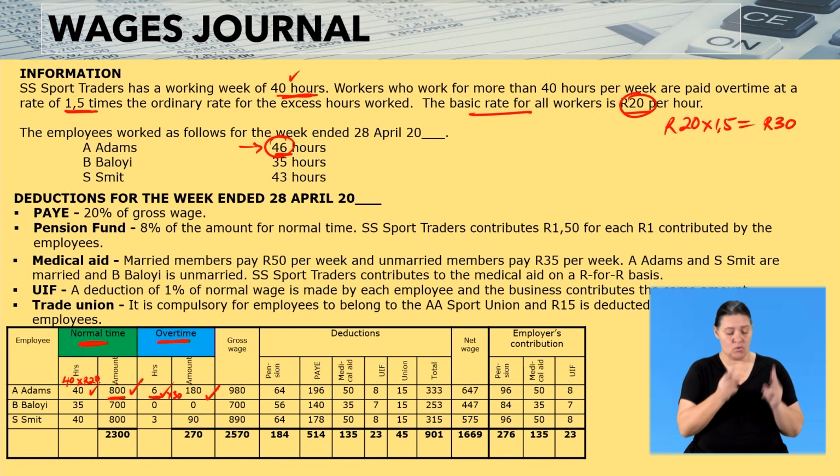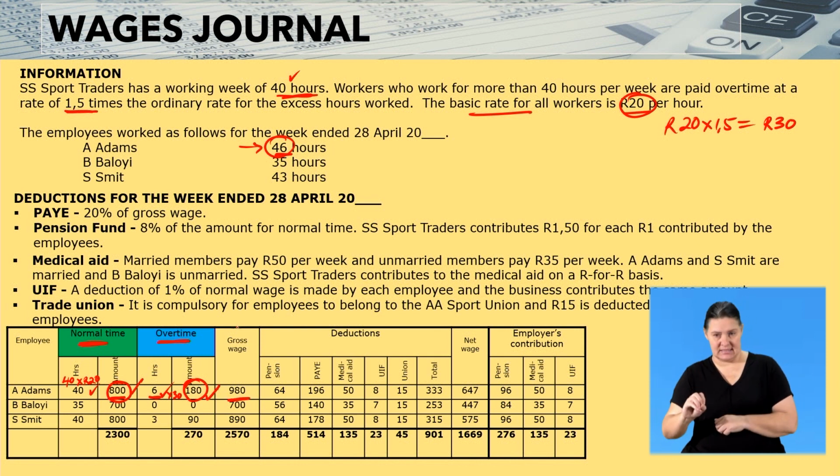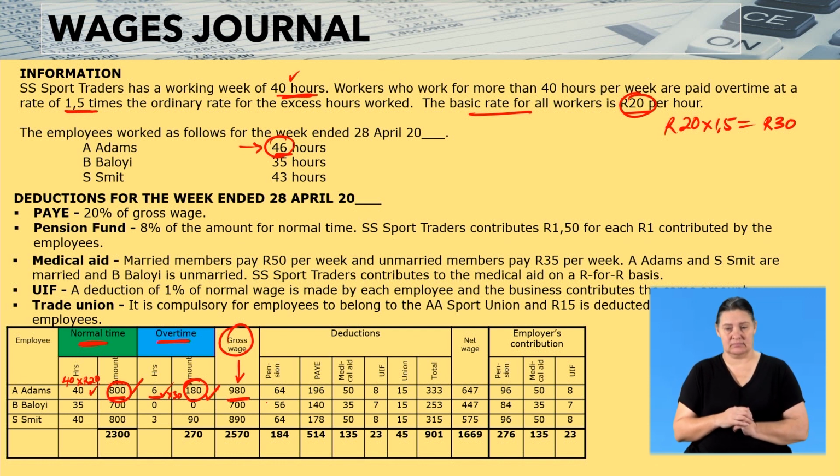Now, I have my normal time 800 and I have my overtime, which is 180. If I add those two, they will give me my gross wage, 980 rands. Gross wage. We will now look at deductions.